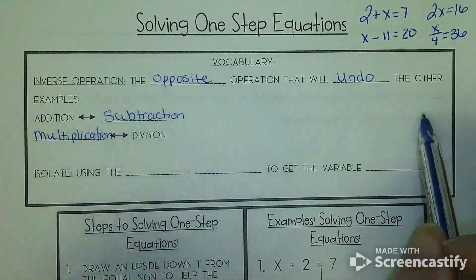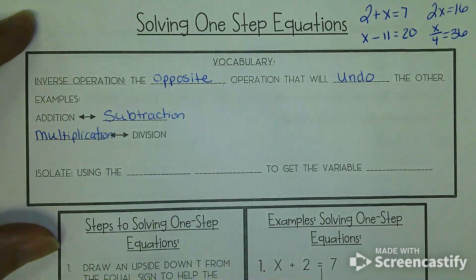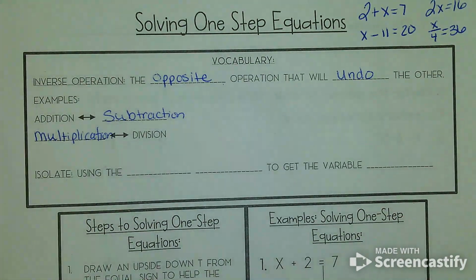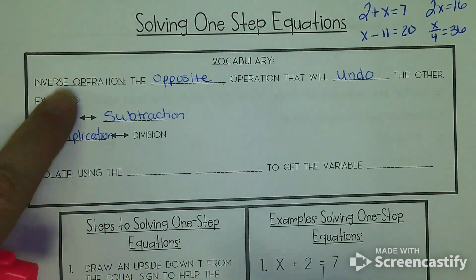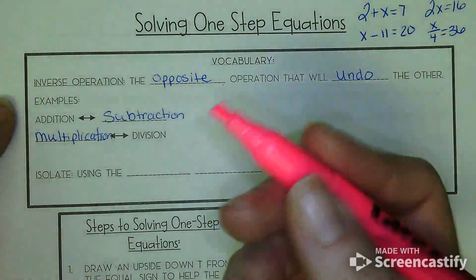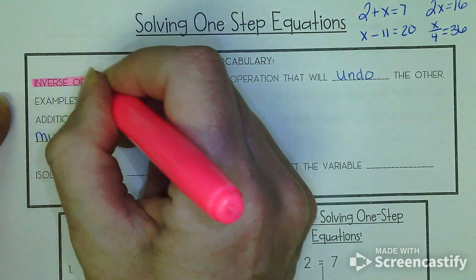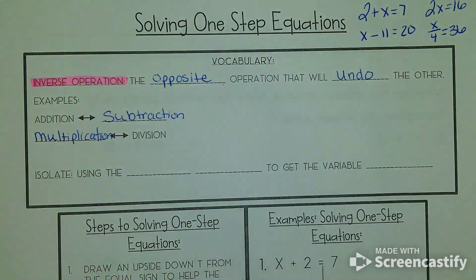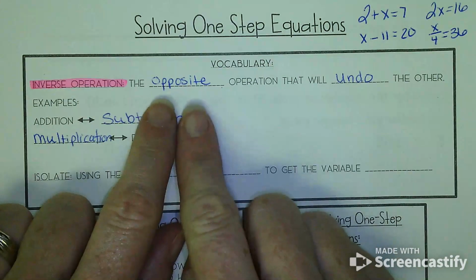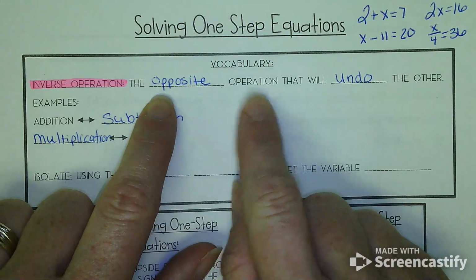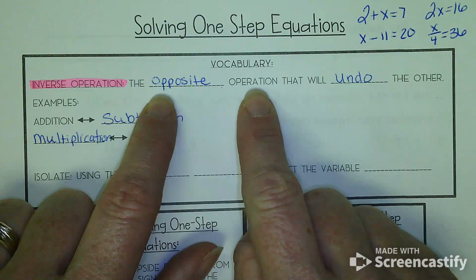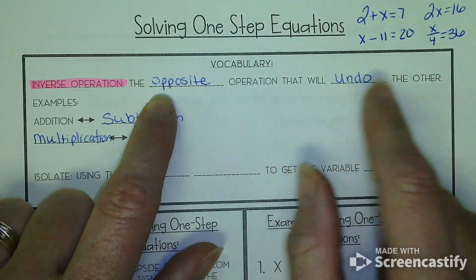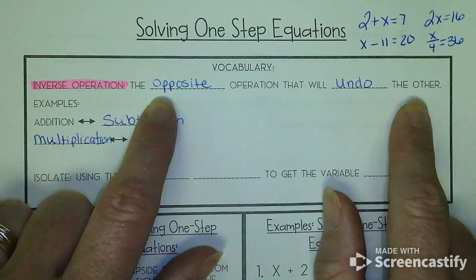I want you to think about yesterday when you were doing your balance beams on Wednesday and Thursday. We haven't used this word yet, but it's what you were doing the entire time. You solved every equation by using inverse operations. Inverse operations mean you do the opposite operation, and when you use the opposite operation, that will undo the part of your problem that is in there.